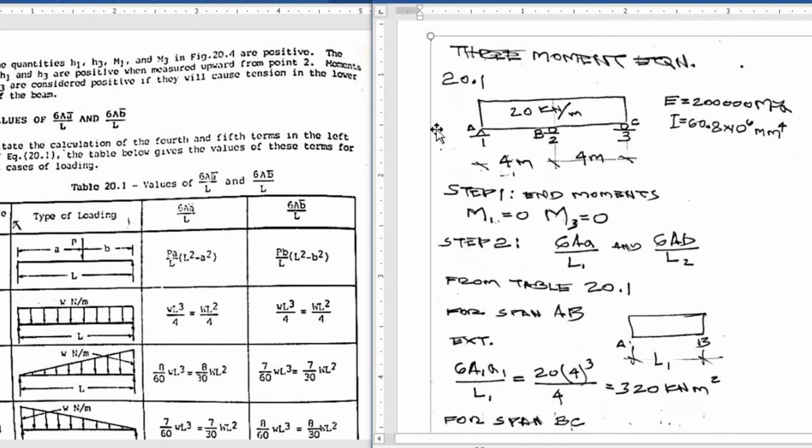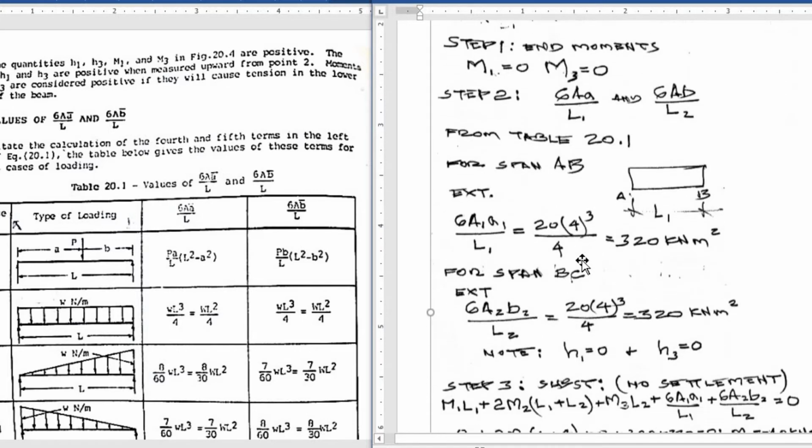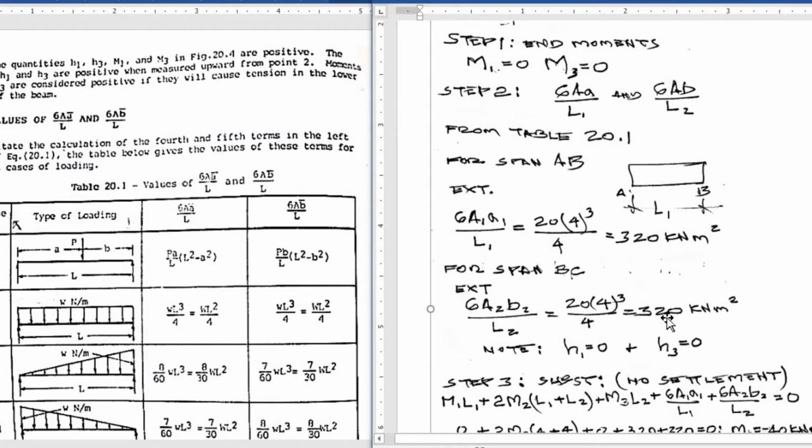Pero, kukunin natin yung exterior lang, which is at point A. And that is WL cube all over 4. So, W mo is 20, L is equal to 4. And then, you have all over 4 and you get 320. And obviously, that is the same with span BC. So, that is also 320.